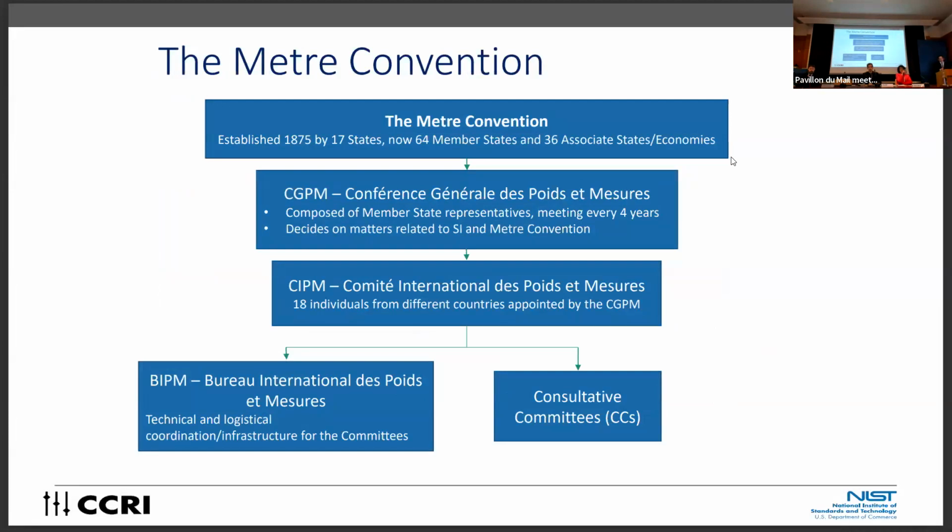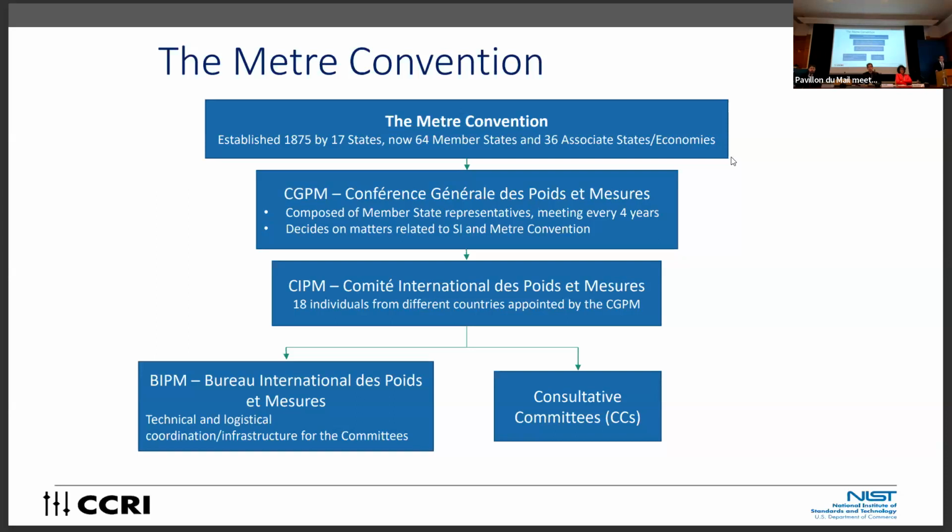So the question is, you have this definition of the fundamental unit. Where does that come from? Well, it comes from right here. The meter convention is the agreement that basically defines all of the fundamental units that are used around the world. We heard a little bit about this in Vincent's introduction, that the meter convention was established in 1875. Originally, 17 states were signatories to it, and now it consists of 64 member states and 36 associate states and economies.